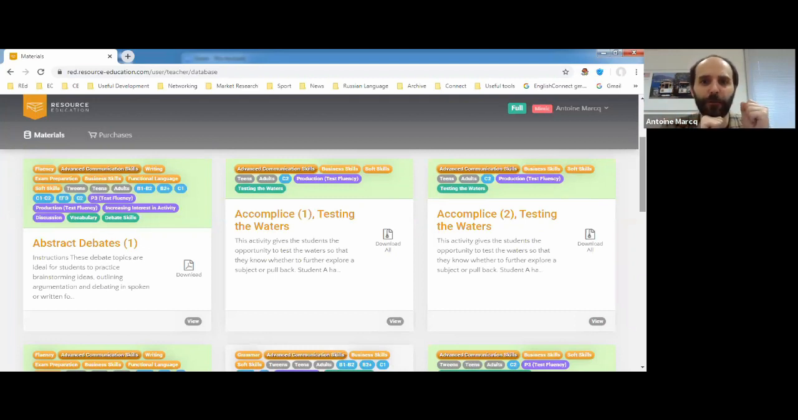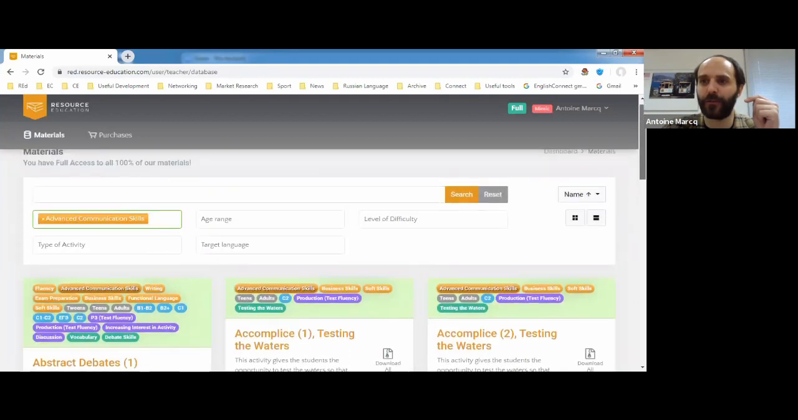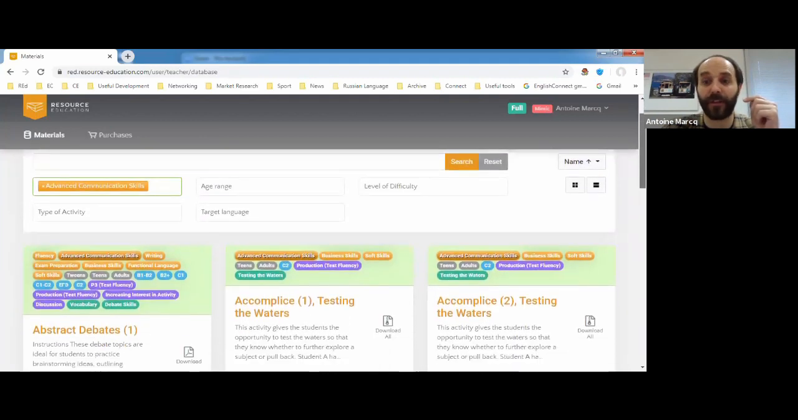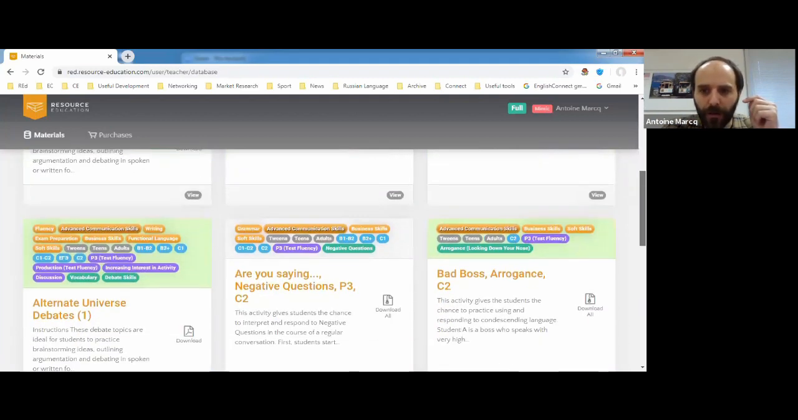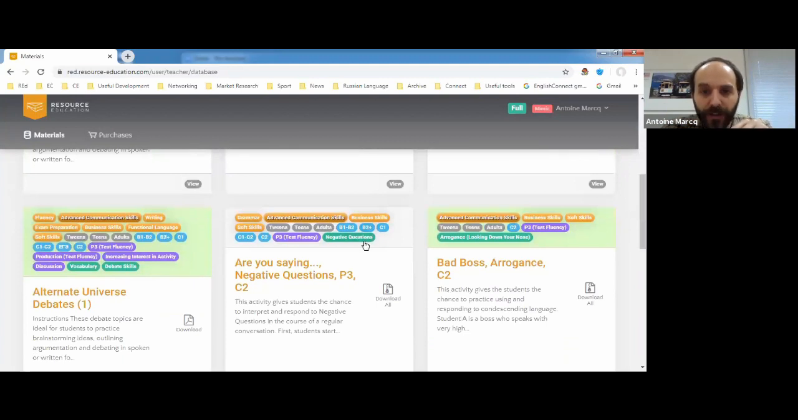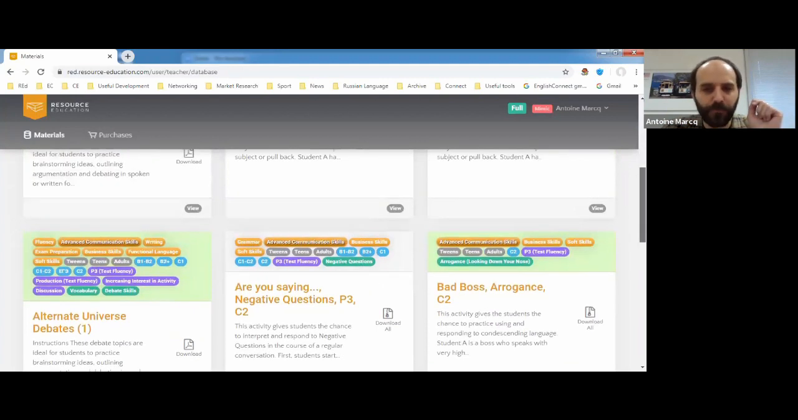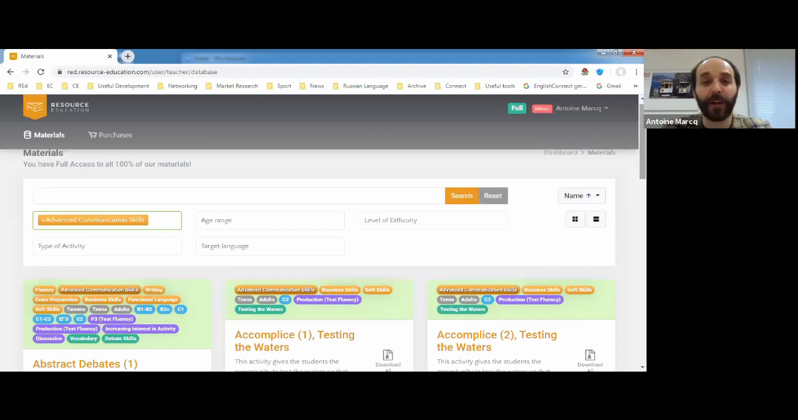And you'll see the first one I want to show you also has some kind of consequences. We can use these to help students develop their grammar as well. I want to show you, there we have it, negative questions. So remember again, I'm repeating, the filters work this way. You can use the filters.